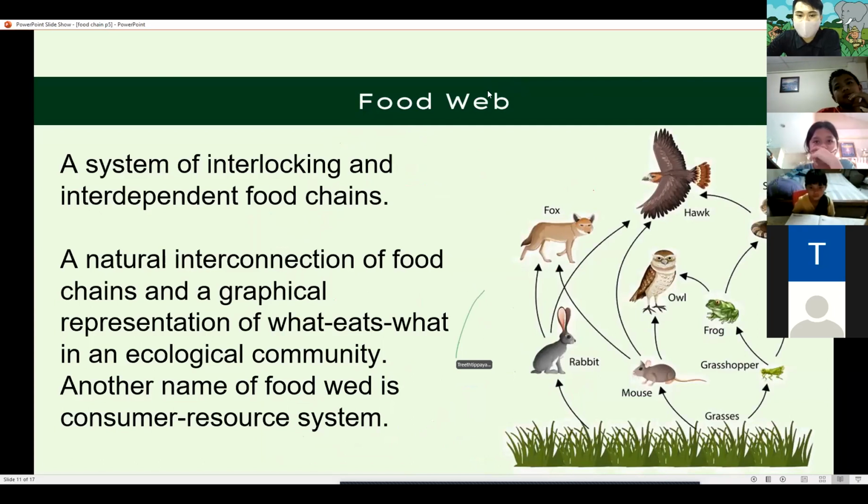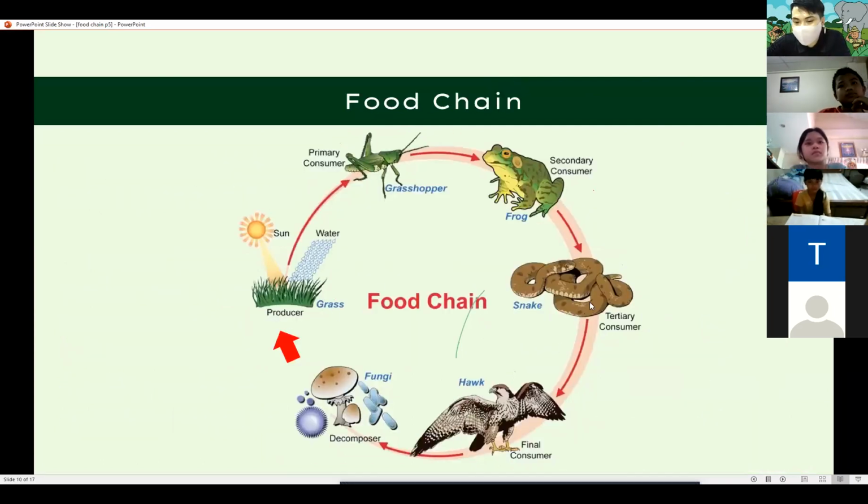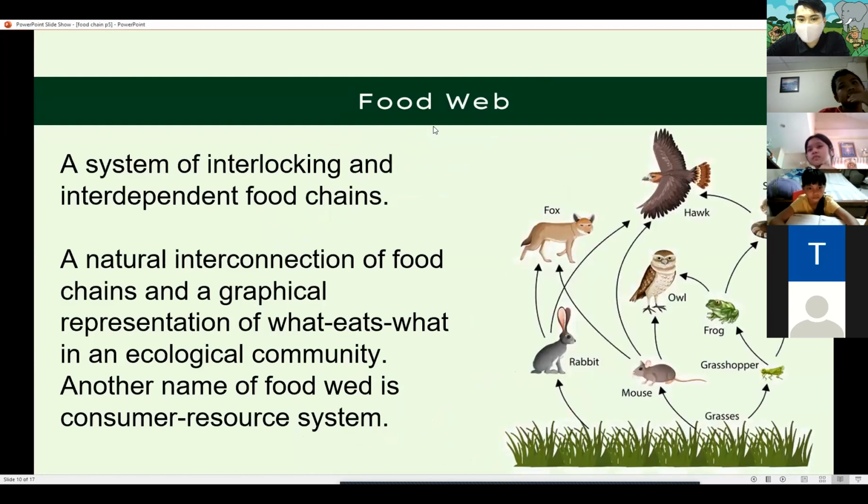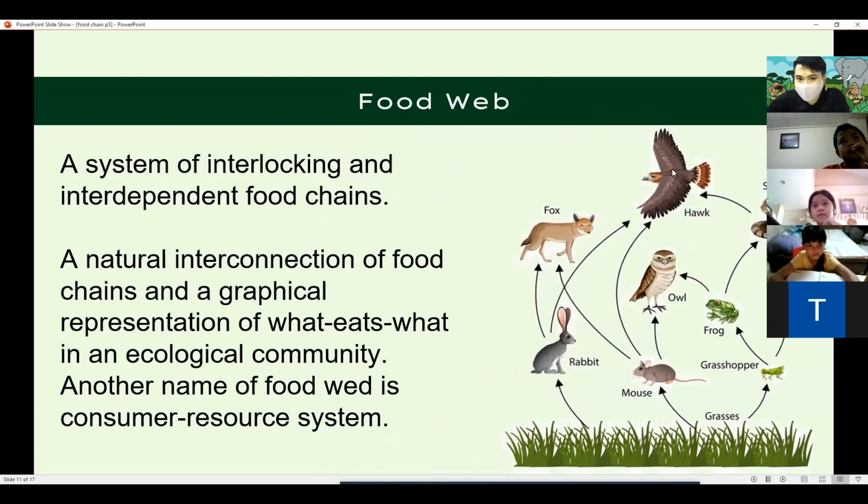Next, food web. Again, a food chain is like this, one cycle only. Okay, a food chain has only one cycle, one circle only. Understand? Yes. Okay, but here in a food web, it can be many. It has different ones.